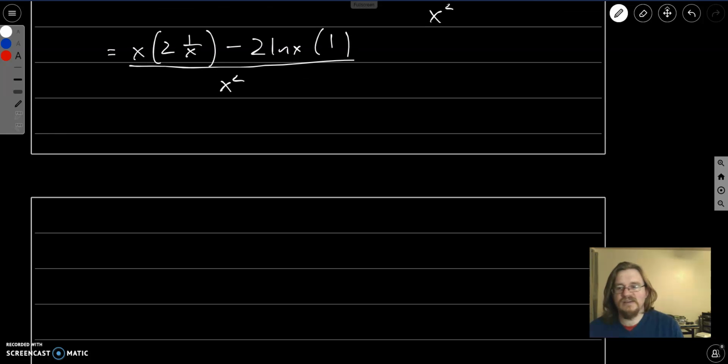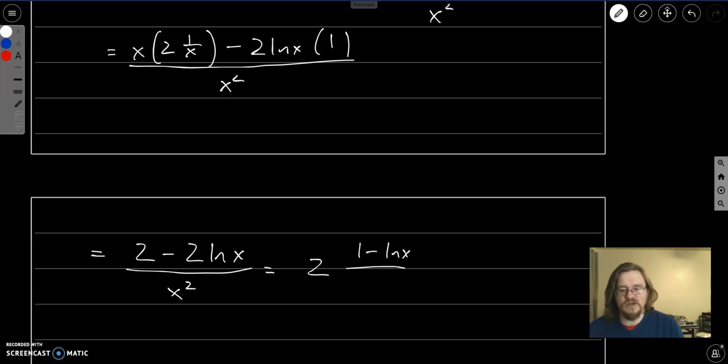And that's all there is there. So as we start simplifying, x times 2 times 1 over x, well, the 1 over x and the x cancel, so I'm just left with 2, minus 2 times the natural log of x times 1. Well, anything times 1 is just itself. So if I pull out a 2, I can say this is going to be 2 times 1 minus the natural log of x over x squared. And I think that's about as simple as I can make that fraction.